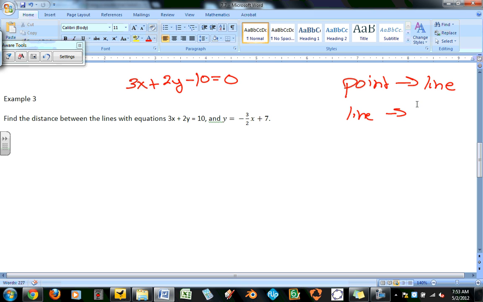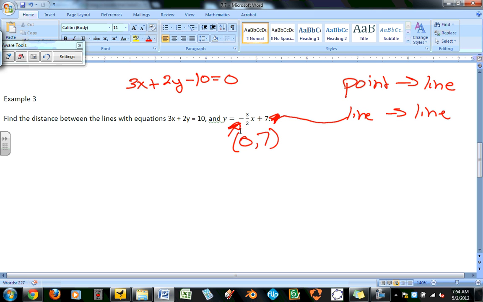Well, that's fairly simple. All we need to do is determine one point on this line, and that's really easy to do. Just pick an x value, solve for y. I'm going to say 0. 0 is really easy to deal with. So I'm going to pick 0. 0 times anything is 0 plus 7 is 7. I have an ordered pair (0, 7). This point is on that line.